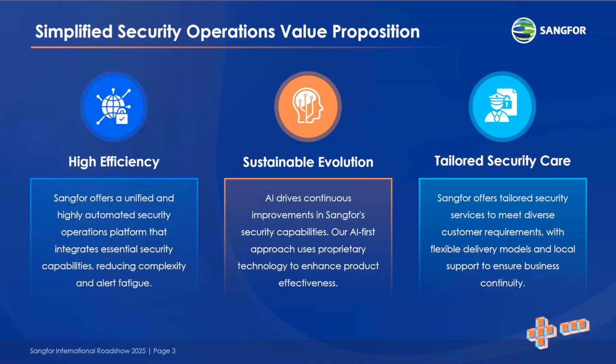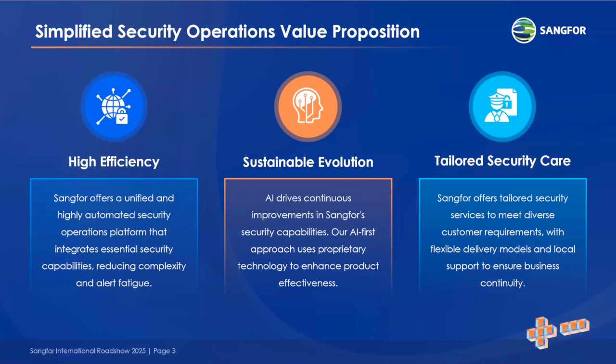Efficiency means we give you the product, not heavily relying on people, but we give you the AI engine to accelerate and automatically detect and respond. That is high efficiency. The second thing is sustainable evolution. So how to understand sustainable?